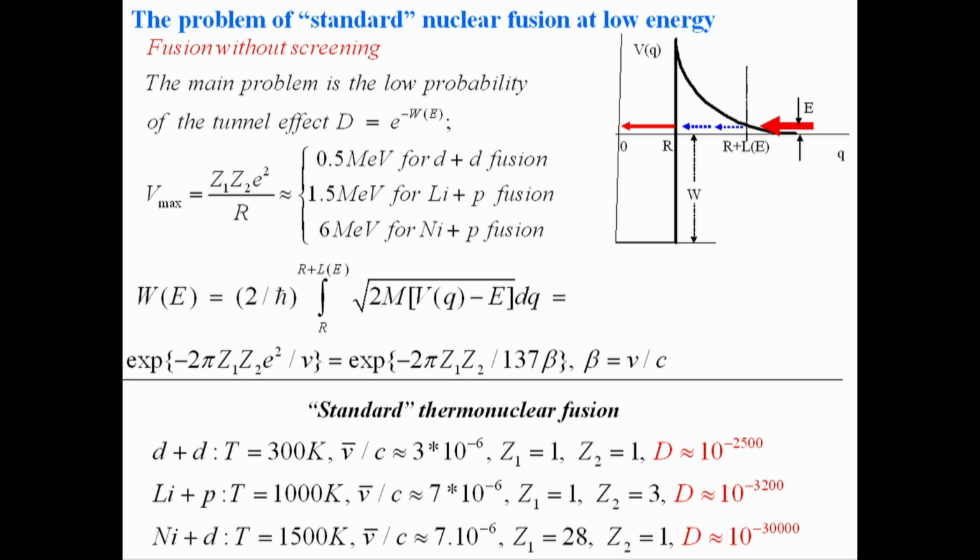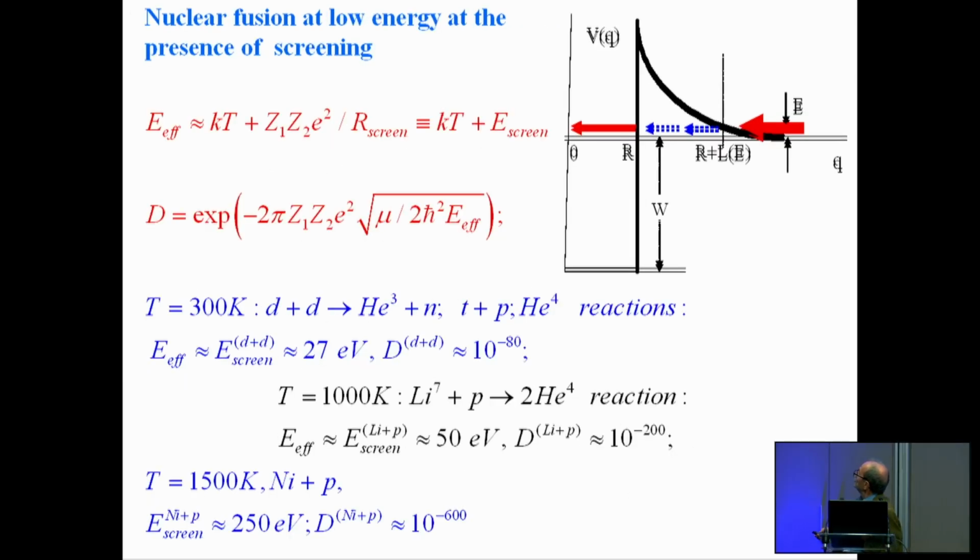This is not taking into attention the problem of screening, of course. For nuclear fusion at low energy in the presence of screening, it is much better. In this case, it's possible to introduce the screening energy as equivalent to squeezing of the potential barrier, or increasing the energy of particles. But even at room temperature, the probability of such a reaction is about 10 to the power of minus 18. And for example, the reaction lithium plus proton, very interesting, I will be discussing this reaction more later. The probability also is very small.